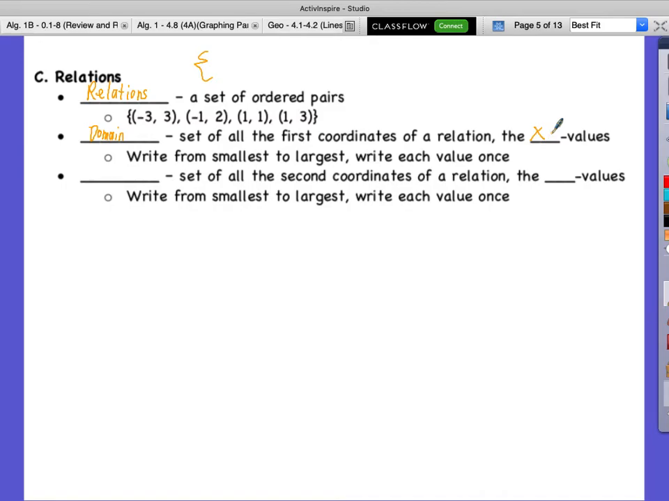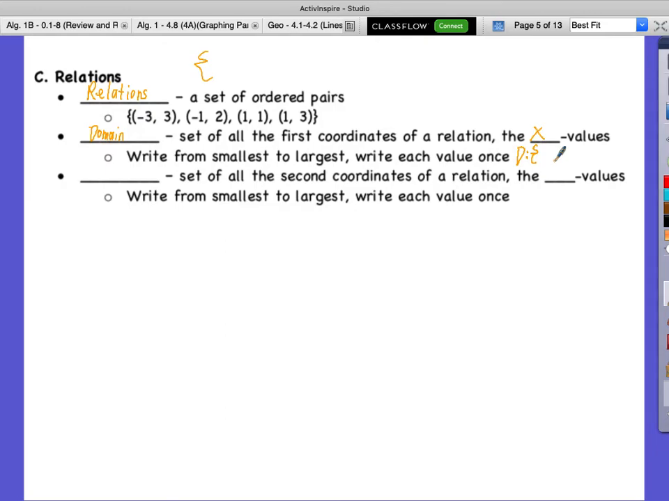Now we write the domain. We write it from smallest to largest, and we write each value once. So do we repeat the values? No. So how do we do that? I put a capital D here, and I put a colon. Does anyone know what that D will stand for? Domain. Then we put the little brace here. And so I put the x values from lowest to greatest.